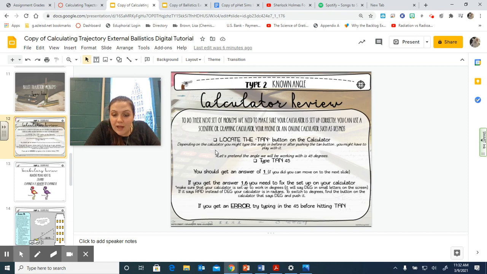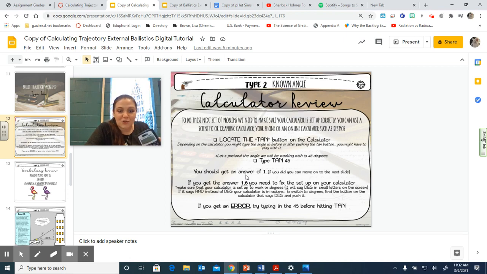Okay, so what I need to know now is, depending on the calculator, you might need the angle in before or after pushing the tan button, you might have to play with it. So let's pretend the angle we'll be working with is 45 degrees. So type tan. So you're going to find the tan button. Mine just says tan, T-A-N, and put 45. You should get the answer 1. I did. Okay, so my calculator is functioning properly.